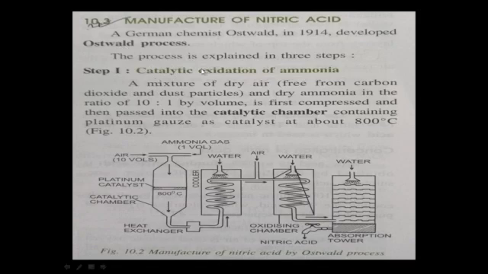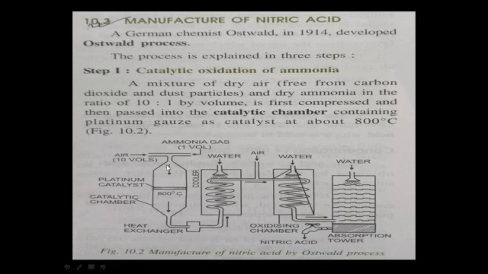Catalytic oxidation of ammonia gives us nitrogen and water vapor, whereas catalytic oxidation of ammonia gives us nitric oxide and water, which on further oxidation gives nitrogen dioxide. A mixture of dry air free from carbon dioxide and dust particles and dry ammonia in the ratio of 10:1 by volume is first compressed and then passed into the catalytic chamber containing platinum gauze as catalyst at about 800 degrees Celsius.